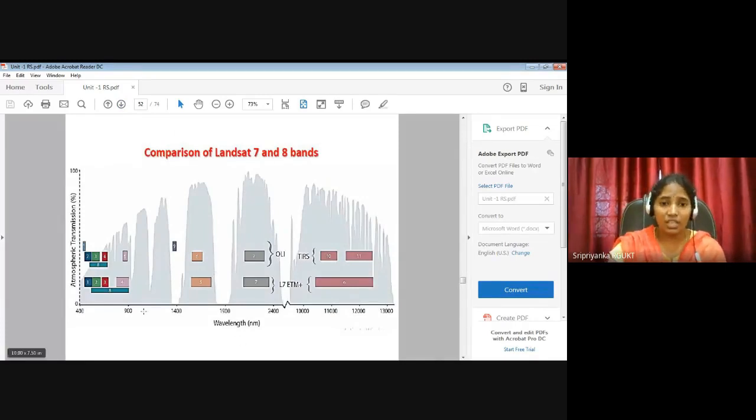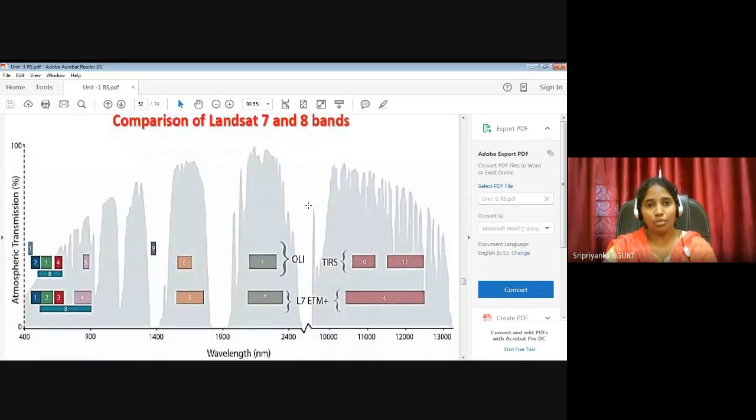You can see here a comparison between Landsat 7 and 8. Just observe this. On the x-axis is the wavelength we are able to see, and on the y-axis is the atmospheric transmission, where you see a black or gray shade. High transmission has happened there. 100% transmission is a white color. Wherever we are able to see, that is the atmospheric window.